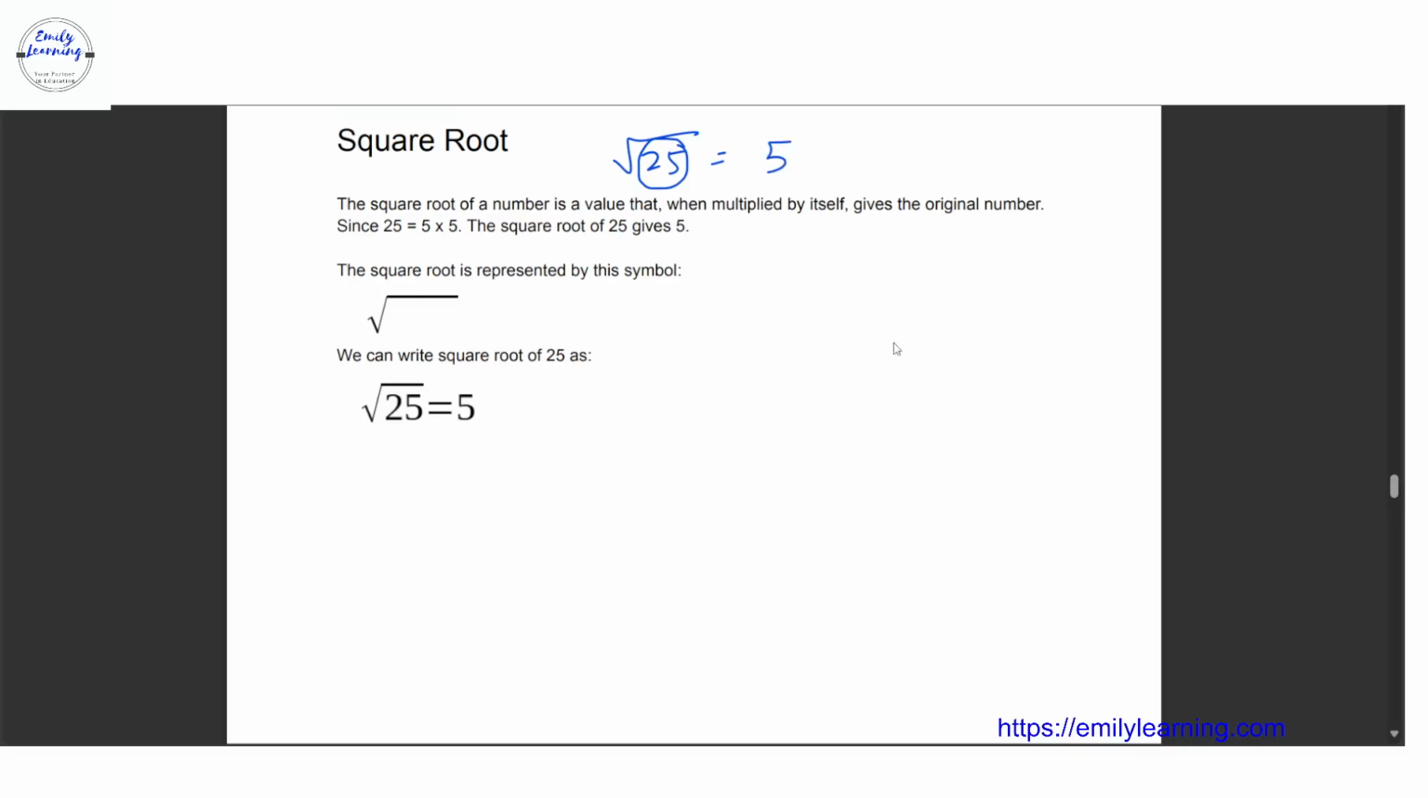We represent square root by this symbol, and the number that we want to square root, we write it inside the square root here. So for example, the square root of 25 is written in this manner, square root 25. We can also try looking at the square root of 16. To find the square root of 16, we need to think of what times what gives 16. We know that 4 times 4 gives 16. So therefore, the square root of 16 is 4.